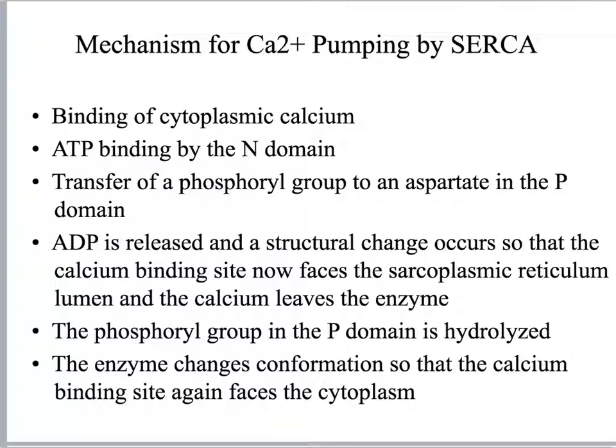So here we have binding of cytoplasmic calcium. From inside the cell, the calcium comes in. Then ATP is going to come in and bind to the N domain. ATP is then going to be hydrolyzed, and in that process, we're going to transfer that phosphoryl group to a particular aspartate residue that lies within the P domain. So we transfer that phosphoryl group to the P domain, and we have ADP being released.